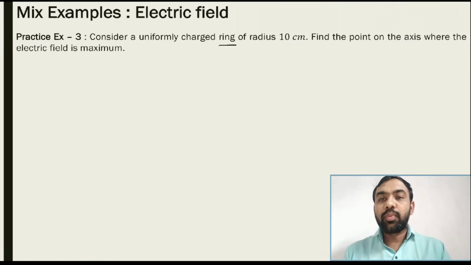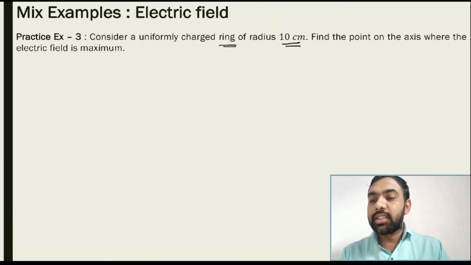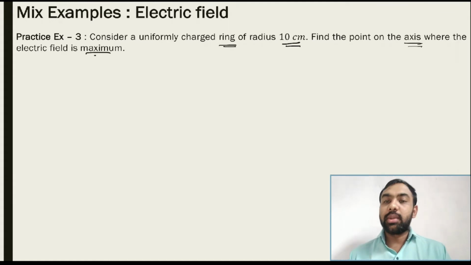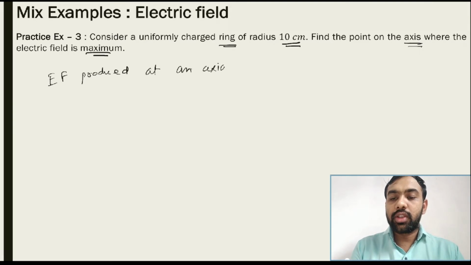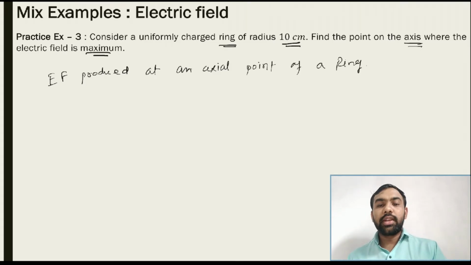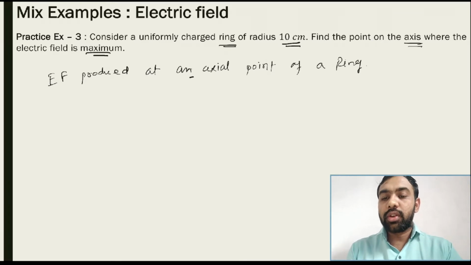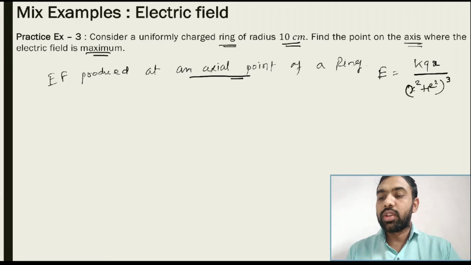Consider a uniformly charged ring having a radius of 10 centimeter. Find the point on the axis where the electric field is maximum. So here we use the theory: electric field produced at an axial point of a ring, uniformly charged. E is equal to K Qx upon x square plus r square raised to 3 by 2.